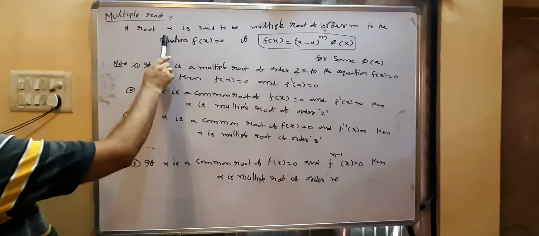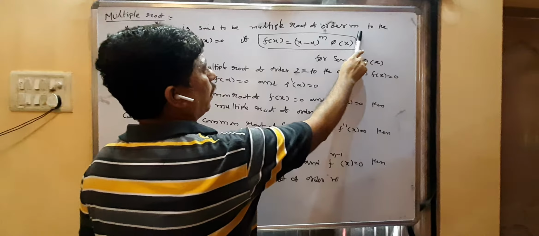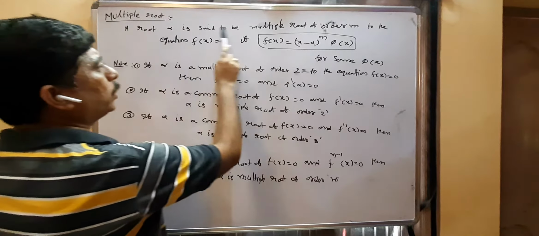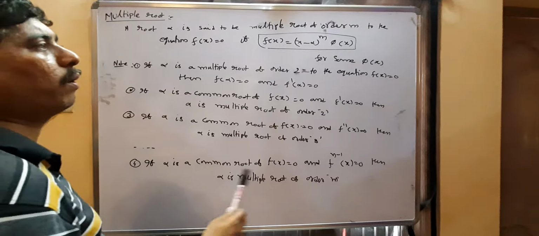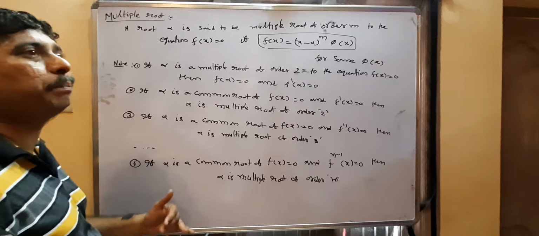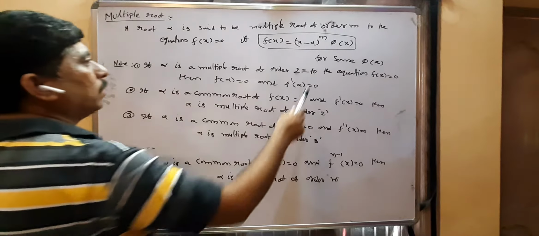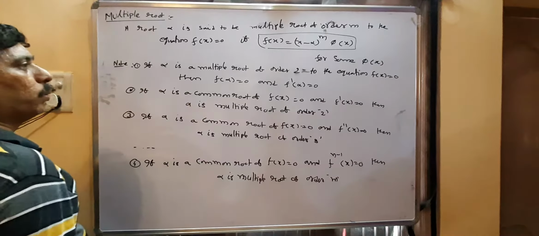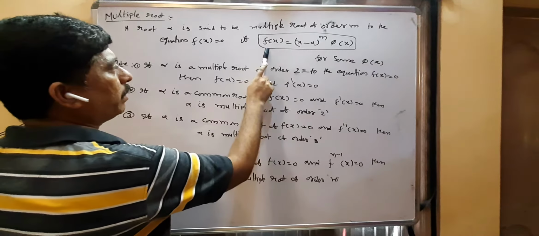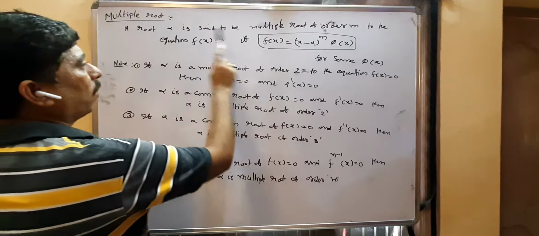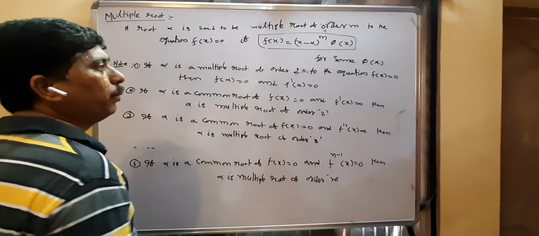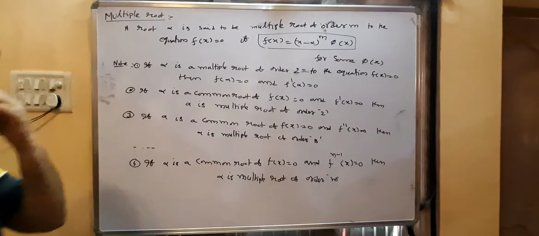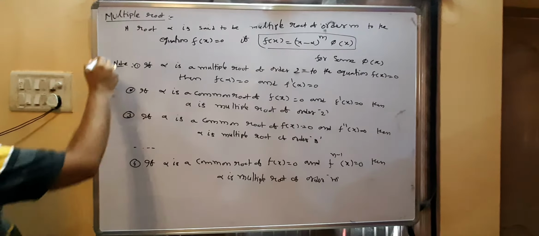Suppose alpha is said to be a multiple root of order m. That means alpha is a repeated root of order m, alpha is repeated m times in the equation f of x equal to 0. Then f of x can be written as x minus alpha, whole power m, into phi of x.